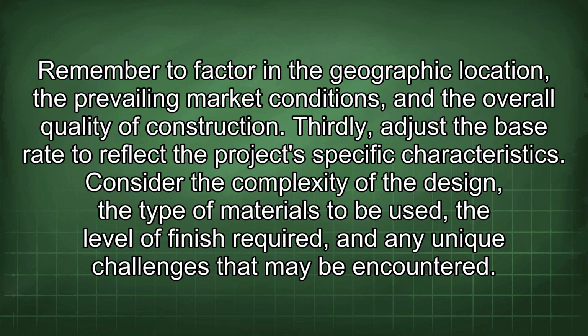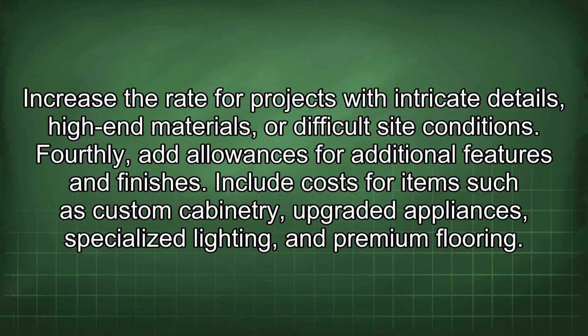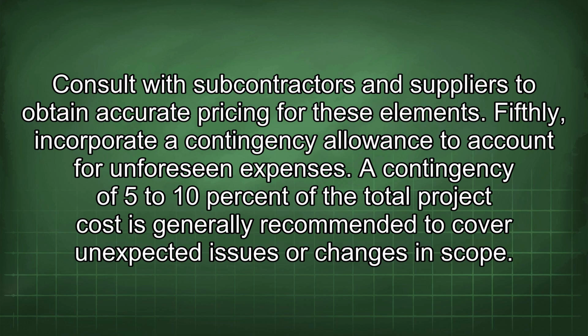Thirdly, adjust the base rate to reflect the project's specific characteristics. Consider the complexity of the design, the type of materials to be used, the level of finish required, and any unique challenges that may be encountered. Increase the rate for projects with intricate details, high-end materials, or difficult site conditions. Fourthly, add allowances for additional features and finishes. Include costs for items such as custom cabinetry, upgraded appliances, specialized lighting, and premium flooring. Consult with subcontractors and suppliers to obtain accurate pricing for these elements.